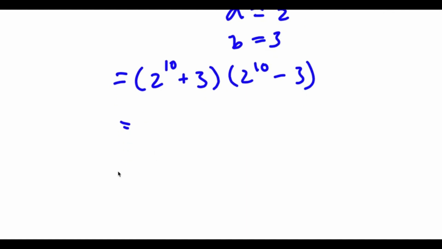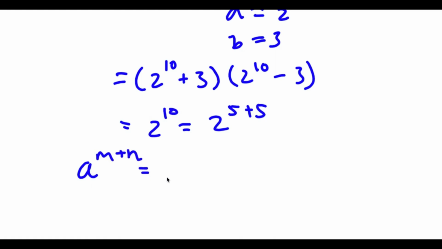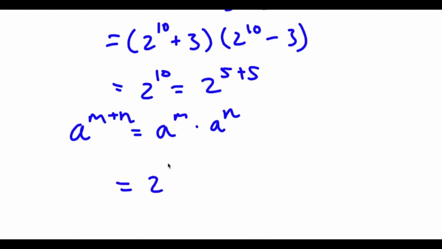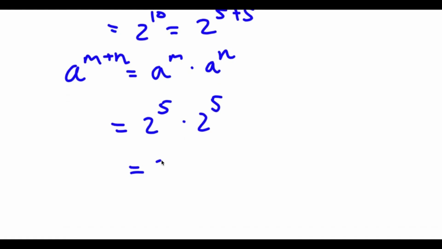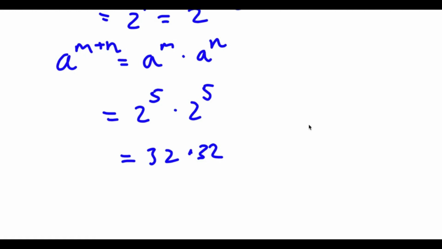Now 2 to the power of 10, let's first go ahead and solve this. This is the same thing as 2 to the power of 5 plus 5. And if I have something in the form a to the power of m plus n, this is equal to a to the power of m times a to the power of n. So 2 to the power of 5 plus 5 is going to equal 2 to the power of 5 times 2 to the power of 5. Now 2 to the power of 5 is equal to 32, so I have 32 times 32. And I can actually do this right here.